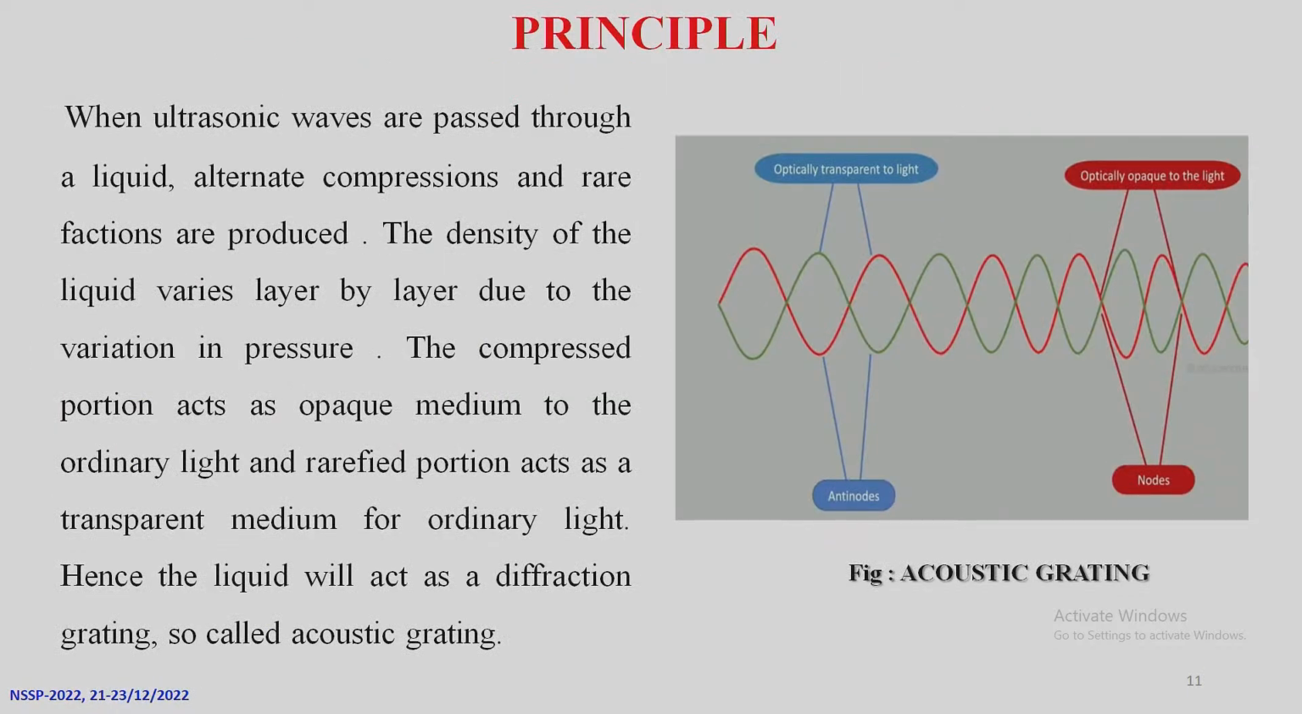The principle of our experiment is that when ultrasonic waves travel through the liquid, due to the alternate compressions and rarefactions, a longitudinal stationary wave pattern is formed with nodes and antinodes. Here, the nodes act as an opaque medium to the ordinary light and antinodes act as a transparent medium to the ordinary light. Thereby, we can see that the liquid is acting as a grating called an acoustical grating. Now, when the monochromatic source of light is switched on, perpendicular to the direction of these waves, we get a diffraction pattern with central maxima and principal maxima on either side of it, and it can be observed in a telescope. Over to Dirishmini.